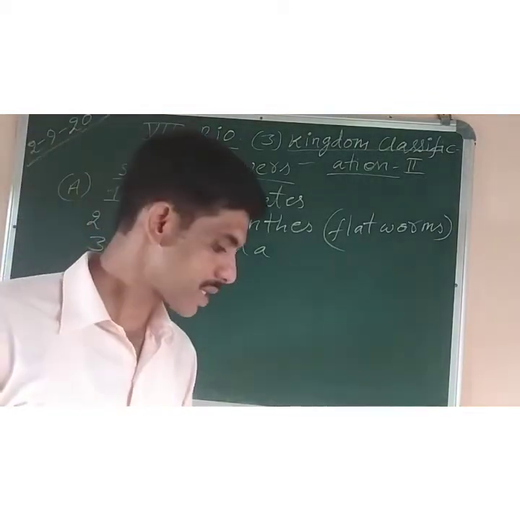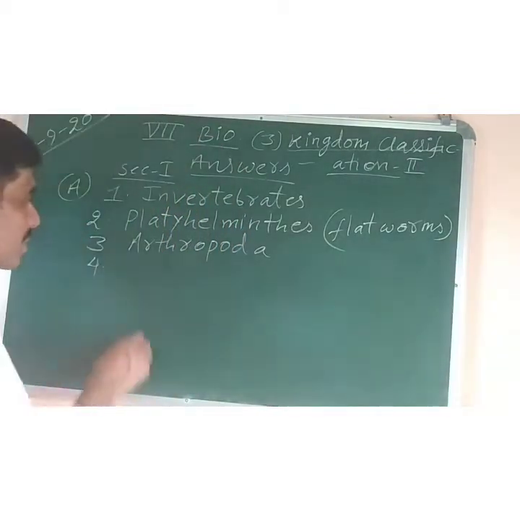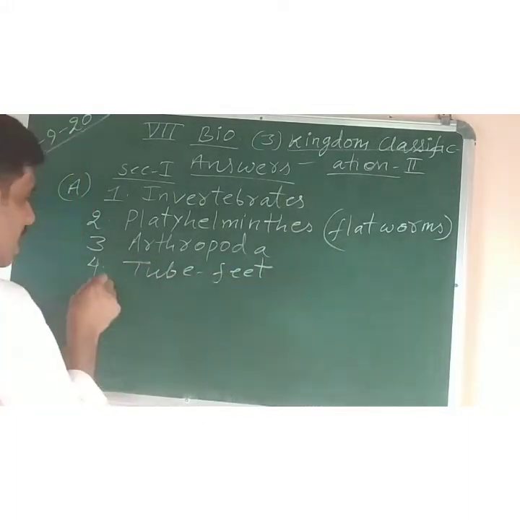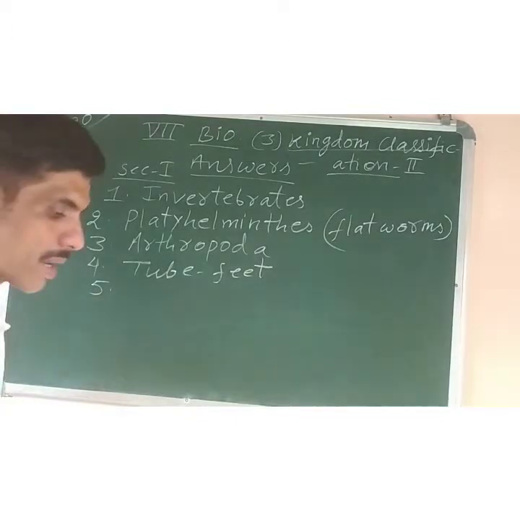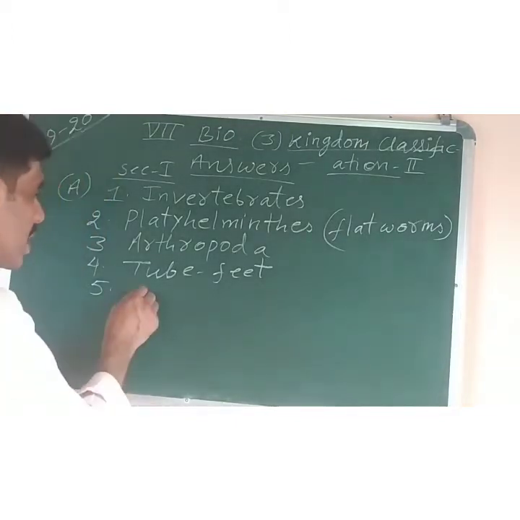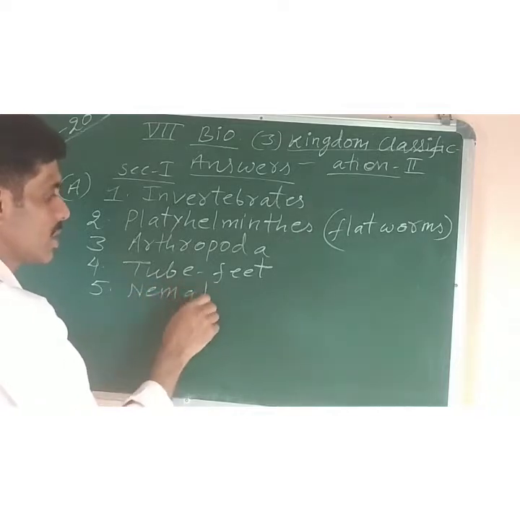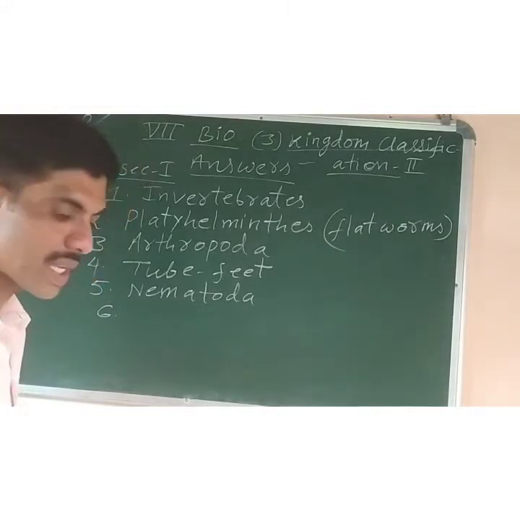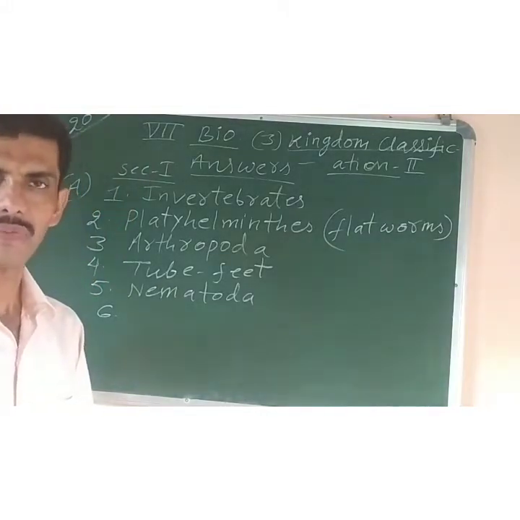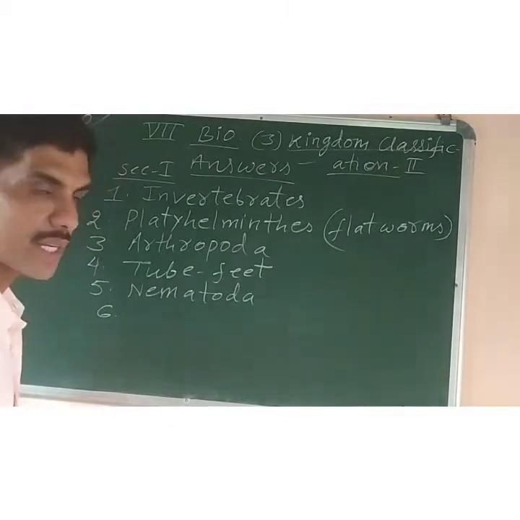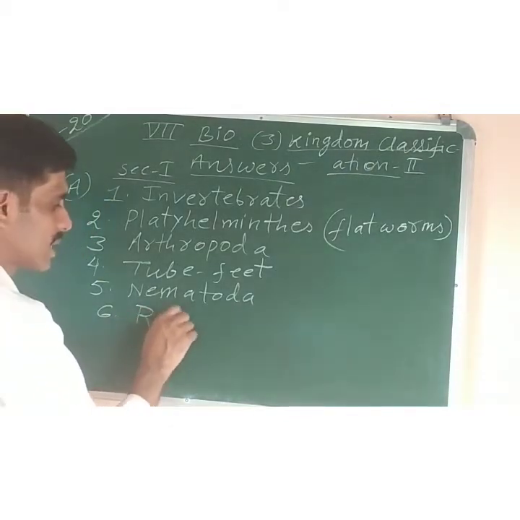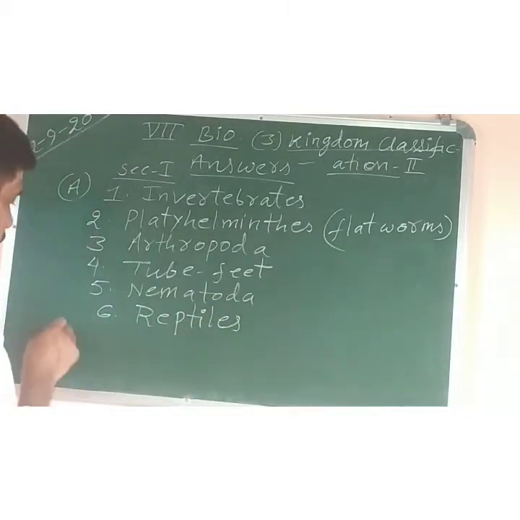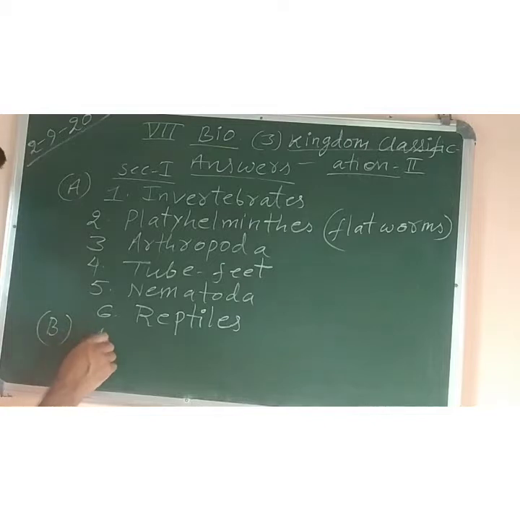Number four, a special organ for movement in echinoderms, it is called tube feet. Then number five, the phylum to which roundworm belongs is nematoda. N-E-M-A-T-O-D-A, nematoda. And the sixth one is cold-blooded animals with a scaly body. Last time I may have given fishes, I think Pisces. That is also correct. But better you write the word reptiles, because they have a scaly body as well as they are cold-blooded.